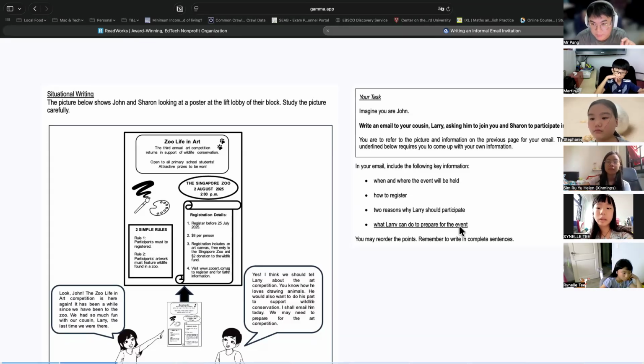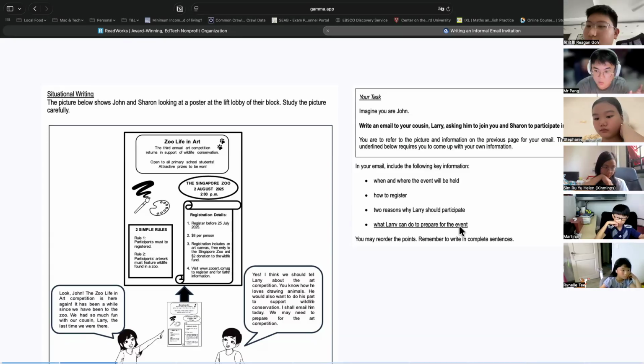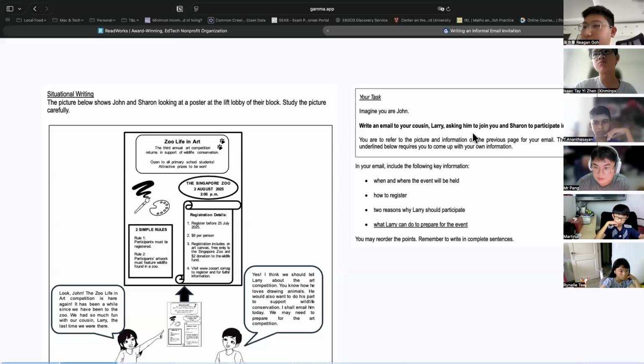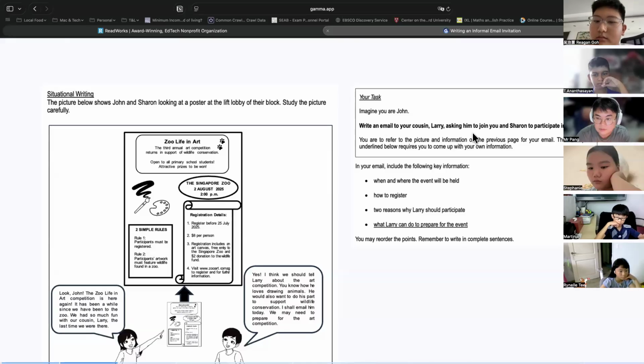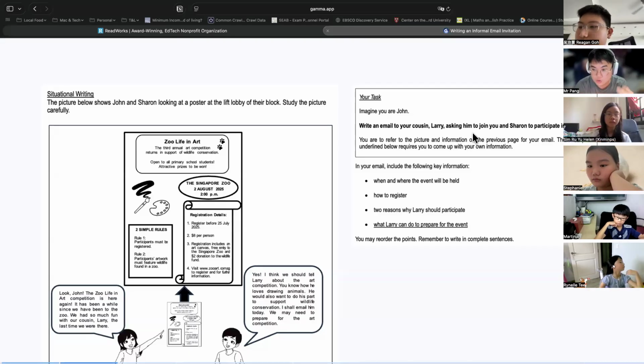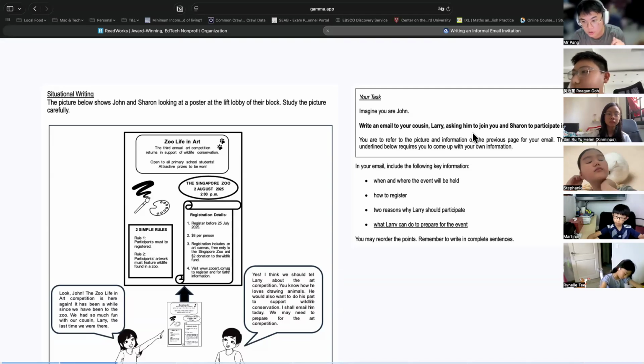Can anybody remember and tell me why the 6th point is always underlined? Anyone? Or the 5th or 6th point is always underlined. Okay, Reagan, why is it underlined? It needs you to come up with your own. Very good. It needs you to come up with your own. The information cannot be found, or very often is not directly found, within the passage or the picture itself.